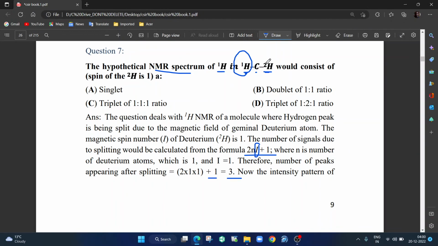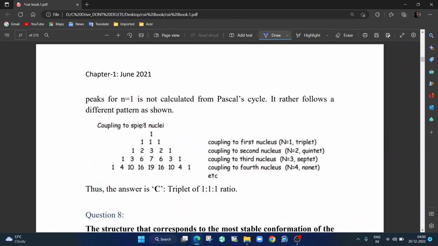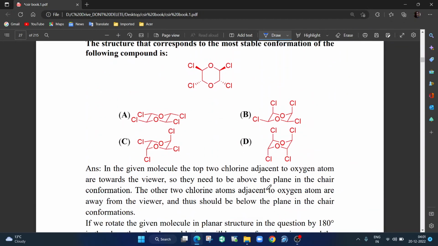Had it been normal hydrogen, it would have been split into 2, but because it is deuterium, it will be split as a triplet. Two options are there, this and this. Generally, we think triplet means Pascal's rule, but it will not be Pascal's rule here, because when a spin 1 nucleus is there, the pattern is 1:1:1. So, the answer is option C, that is 1:1:1. Next question. This is interesting.